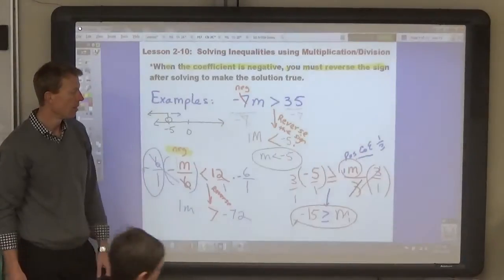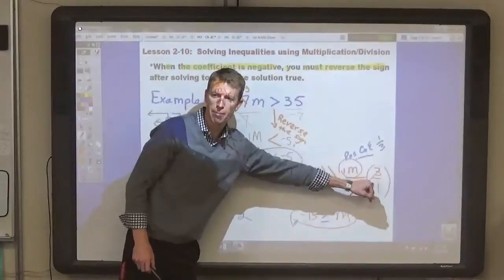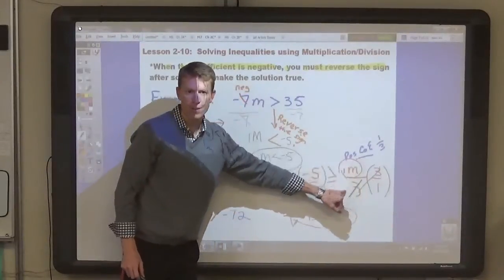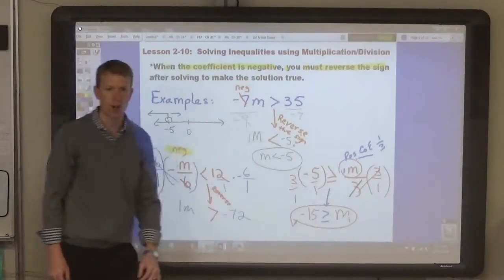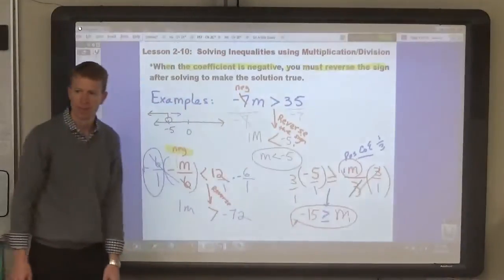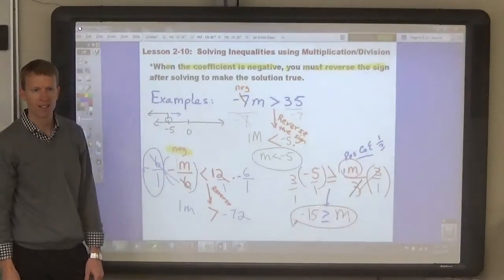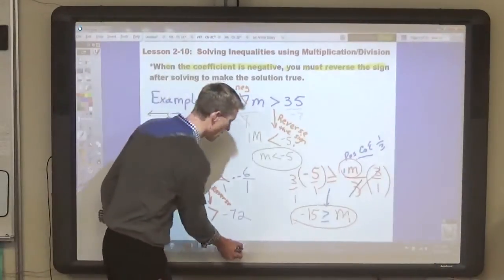Okay? Now, we don't have to reverse the sign here because we didn't have to multiply by a negative number. The coefficient, there is no negative sign in front of the coefficient. So we keep the symbol the same. Okay? Any questions on that? Let's do a couple from your assignment.